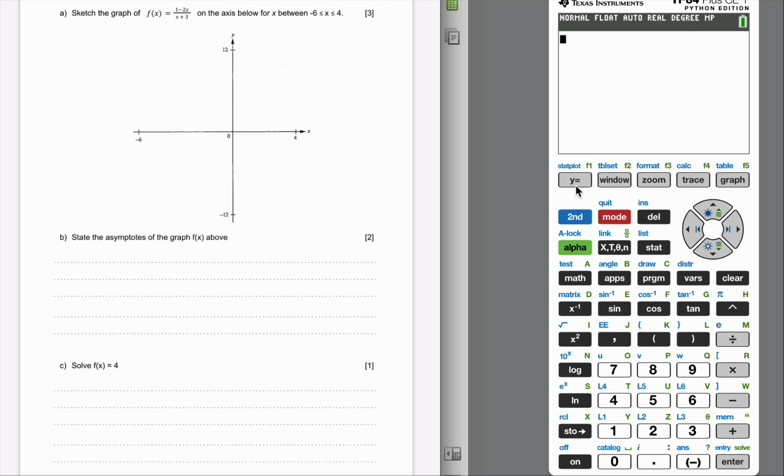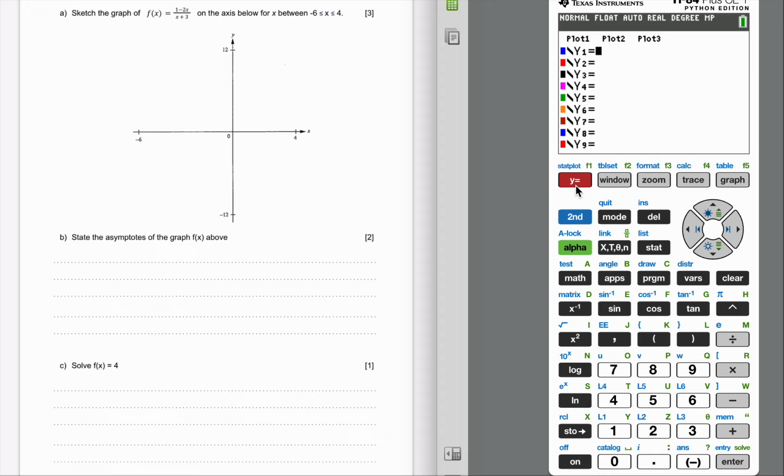So we're going to go to our calculator and click on y equals, and we want to create a fraction. So the green button and the one next to it, this one here, has the fraction. And we have 1 minus 2x all over x plus 3. And we're going to graph that function.